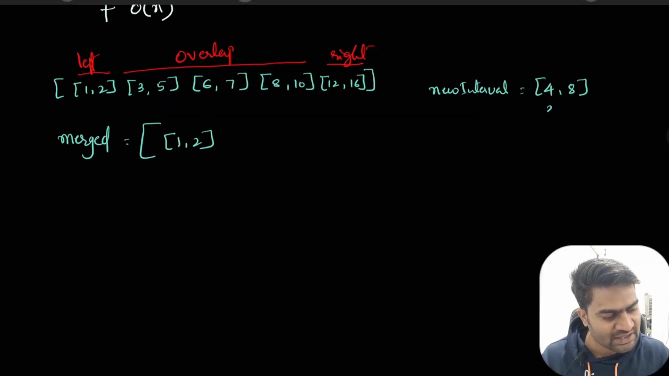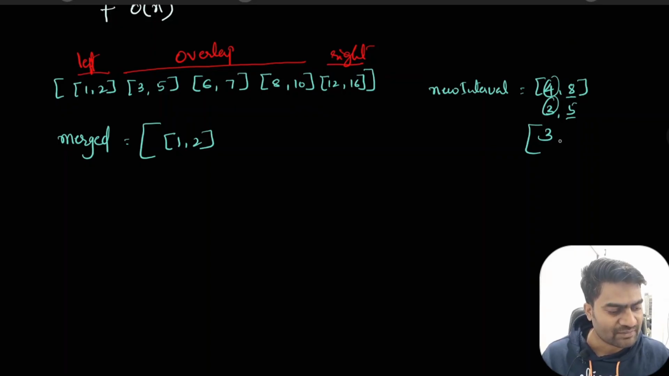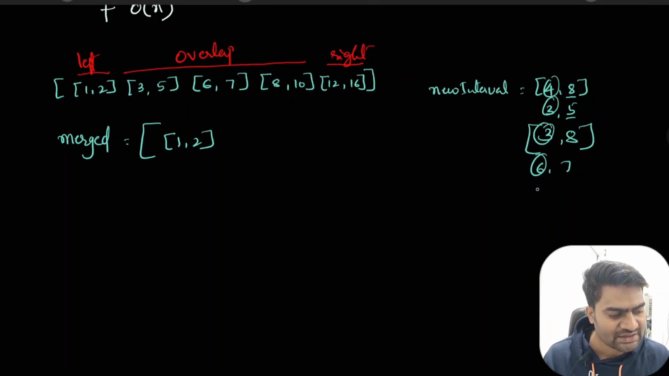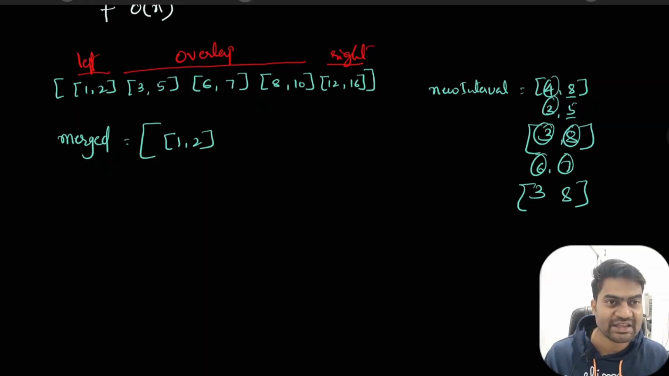So for updating, I will place 3, 5 here below. Which is smaller out of these two? 3, right? So 3 will be the first value. Which is larger out of these two? 8. So this is the updated new interval. Now I have successfully merged this value. Then I will process the next value, 6, 7. Out of these two, which is smaller? 3. Which is larger? 8. So I get 3, 8, and this is my new interval. I'll keep on processing like this until the overlapping intervals get merged with the new interval.